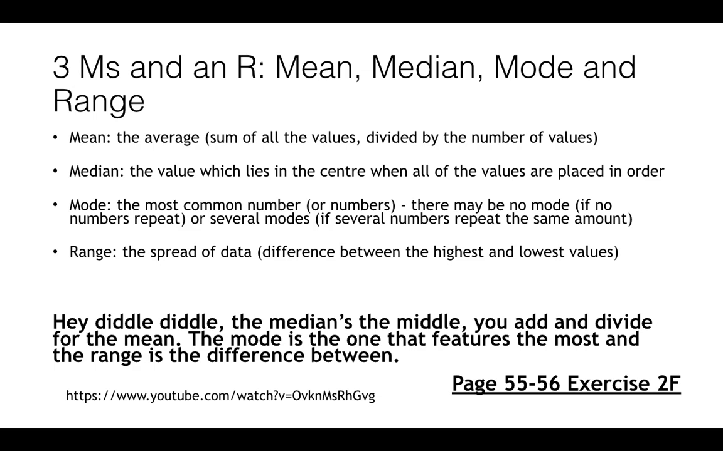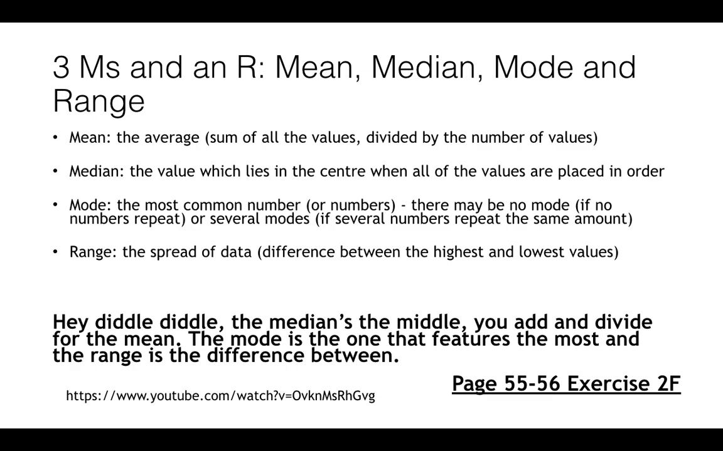The mode is the most common number. It might be again that you have 2 or 3 modes. So if you have 2 or 3 numbers that are repeated the same number of times, then you might have 2 or 3 modes. It also might be that you have no mode. So if there's no repeated numbers, no repeated data, then you have no mode.